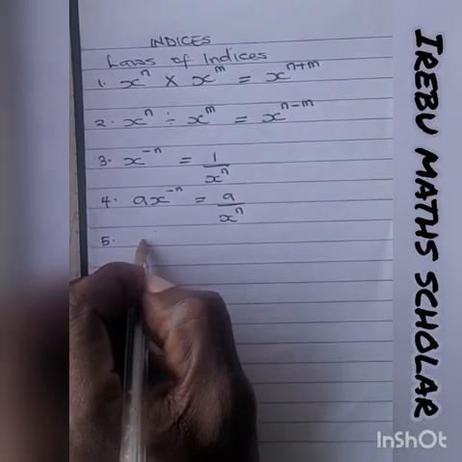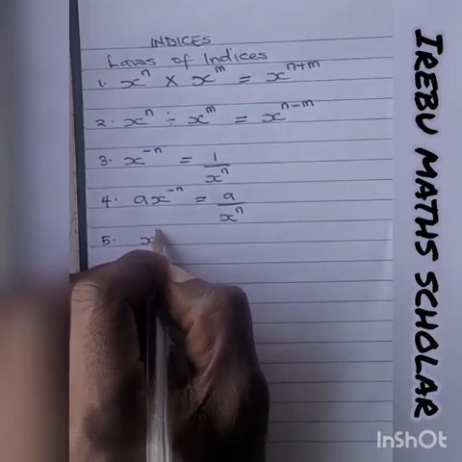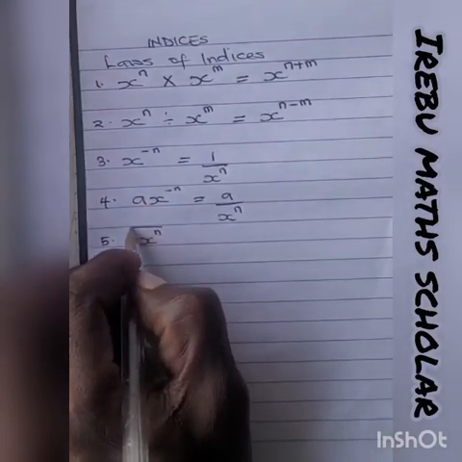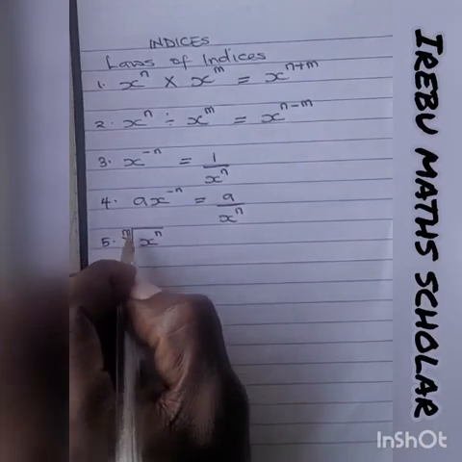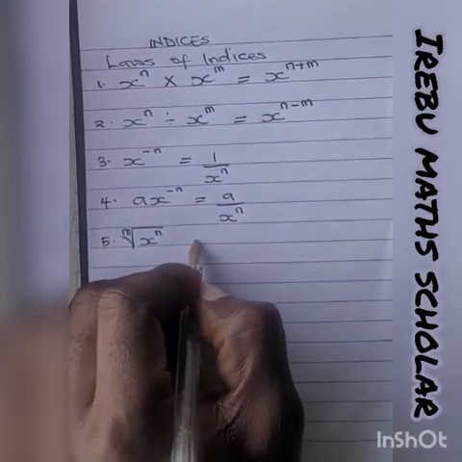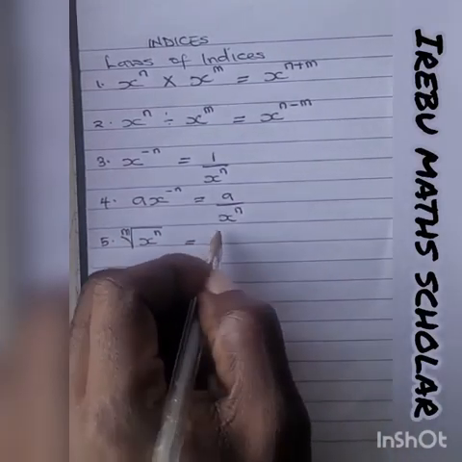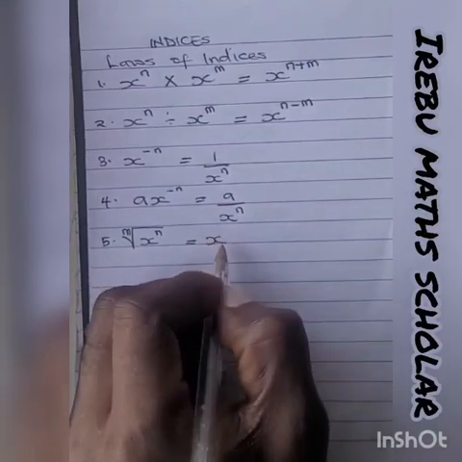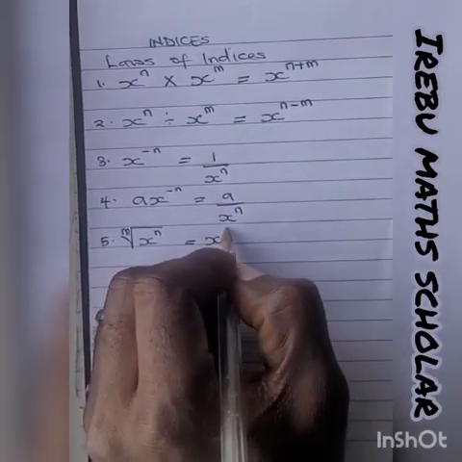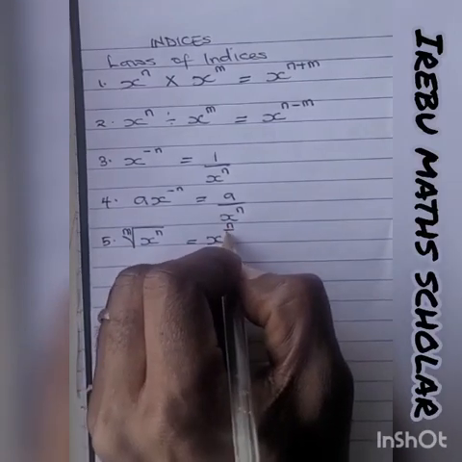So the fifth one is, if we have a problem like x to the power of n, and you are looking for the mth root, your result will be x to the power of n over m.